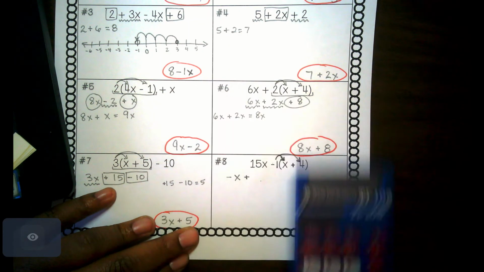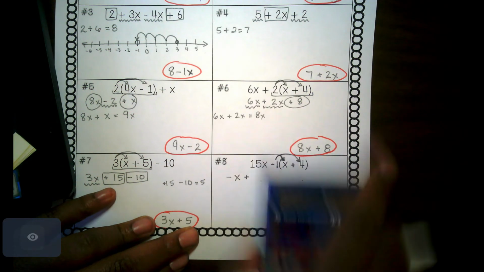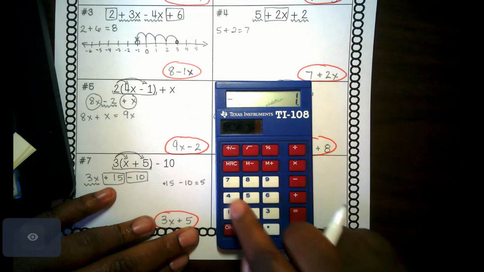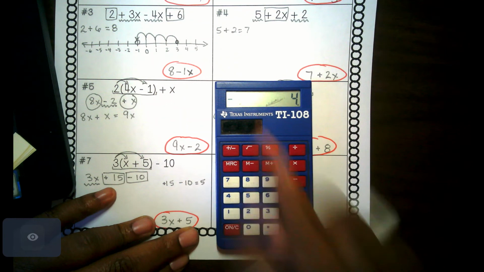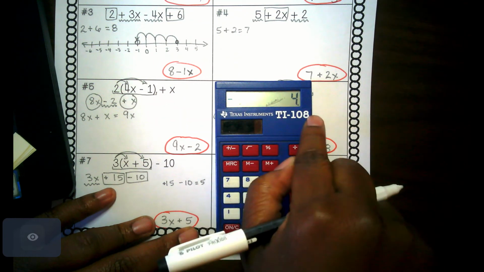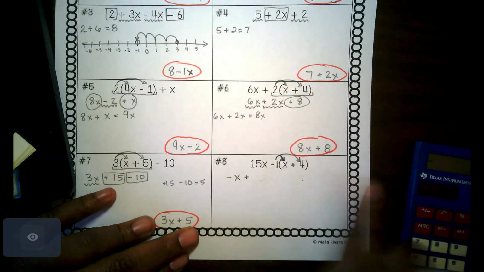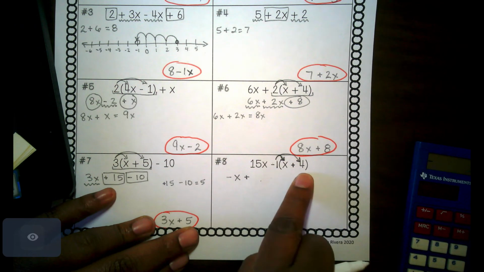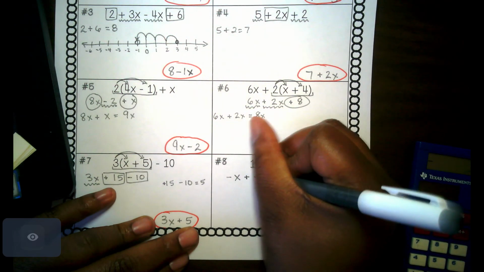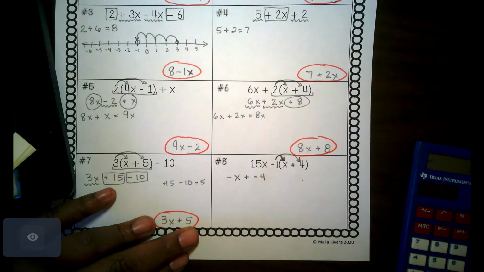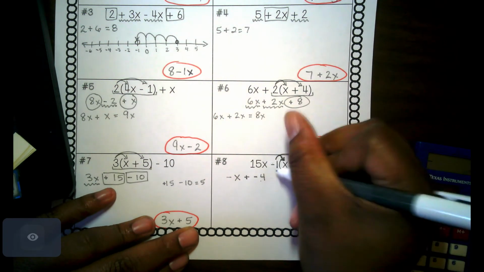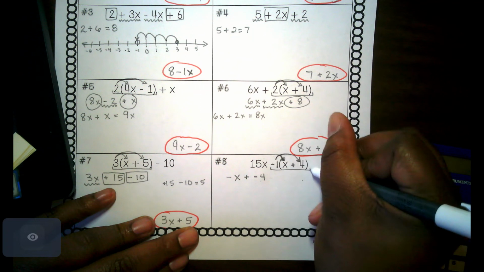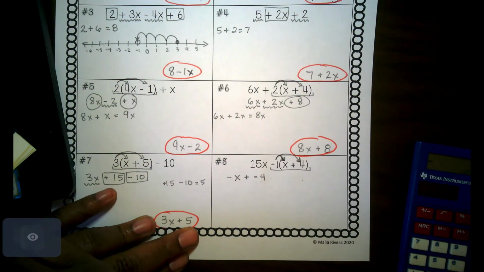So a negative 1 times, and that's a positive 4, so just times a regular 4. And notice that your answer is a negative 4. So negative 1 times 4 is negative 4. All right, so I have now distributed. I've completed this portion.